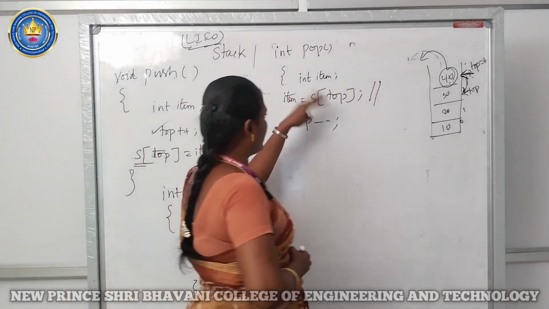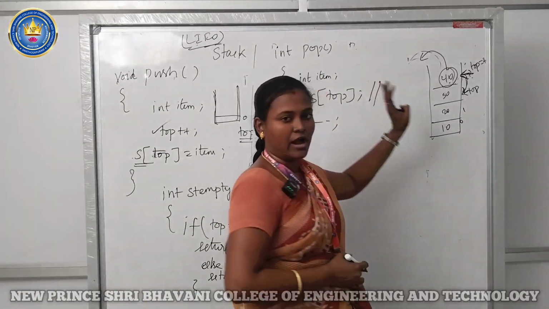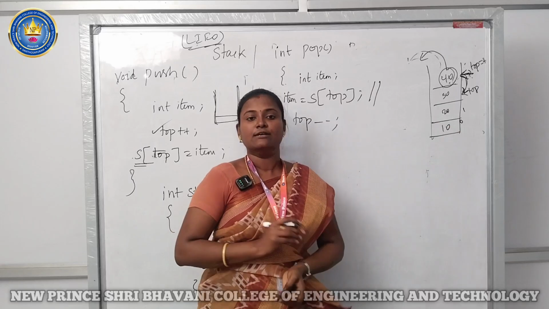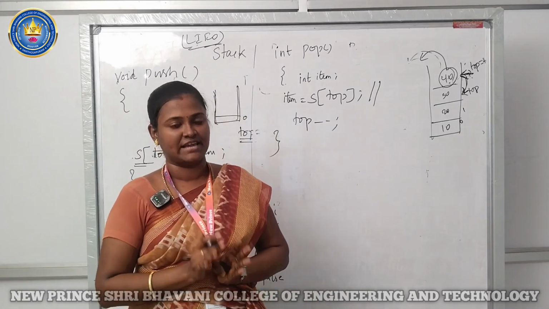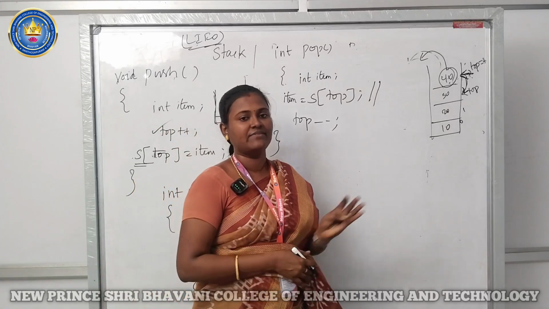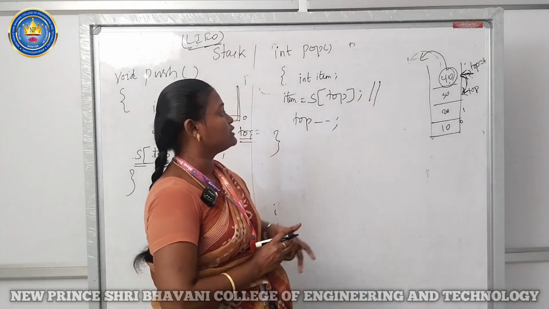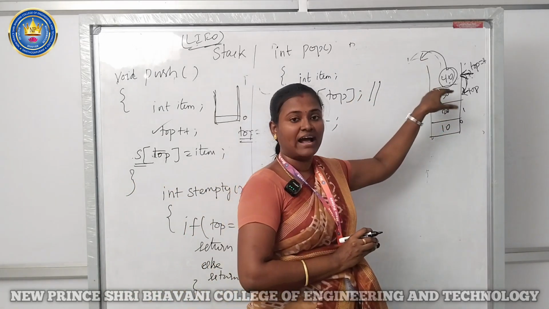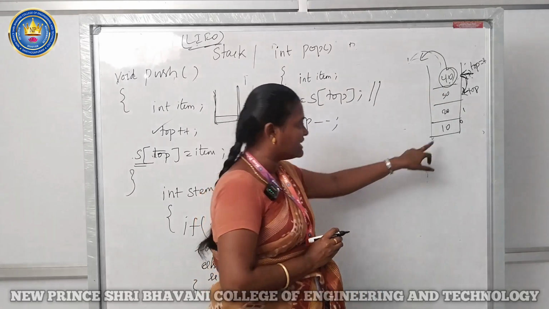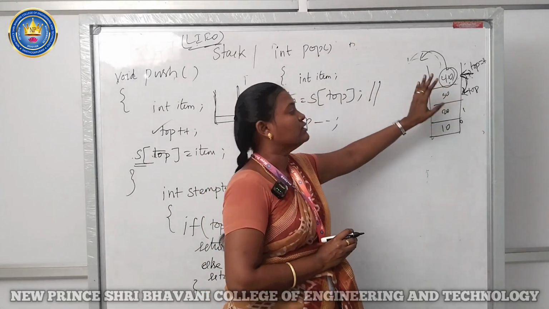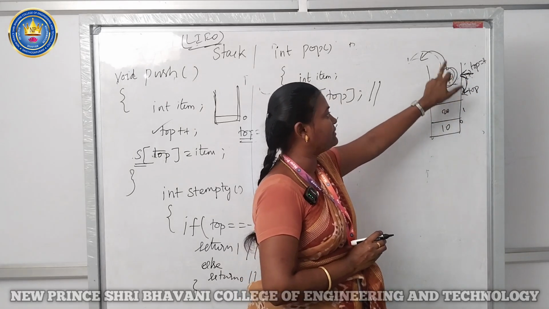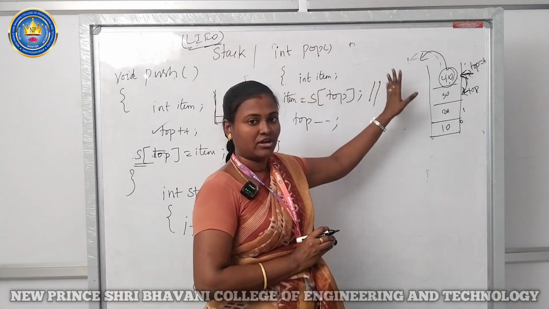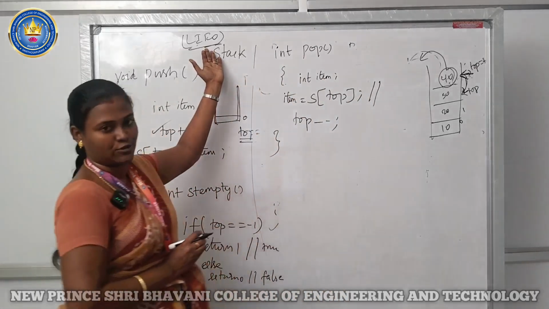Okay, so what we have to learn from this is how to perform the pop operation. Before we perform it, first we have to check whether the stack is empty or not. After that, we perform the pop operation. In a pop operation, the element where the top pointer points will be popped first, because the stack works in a last in, first out manner.